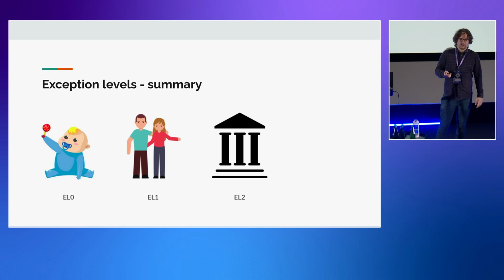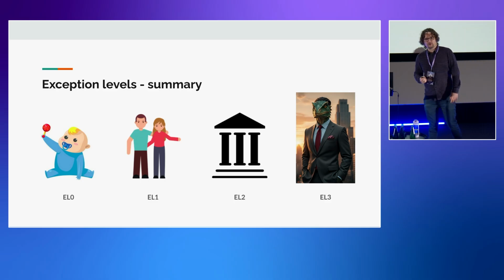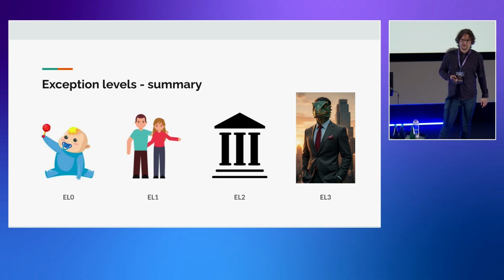And on EL2, we have the government as a hypervisor, because hypervisor can manage multiple OSs, and government can manage multiple families and children. And on EL3, we have reptilians, the lizard people, because lizard people control everything, and they have ultimate power on all of the other resources. So those are the ARM exception levels. This you will probably not find in the documentation.